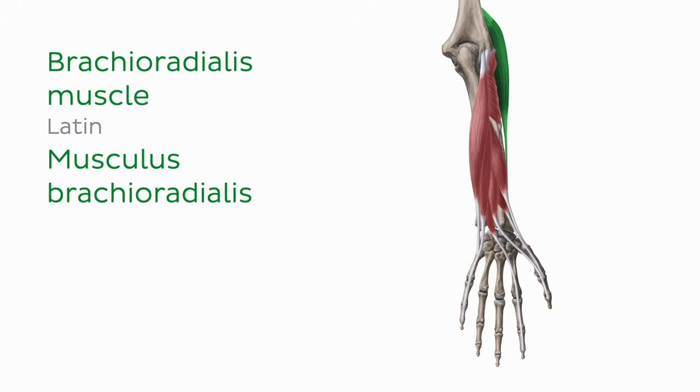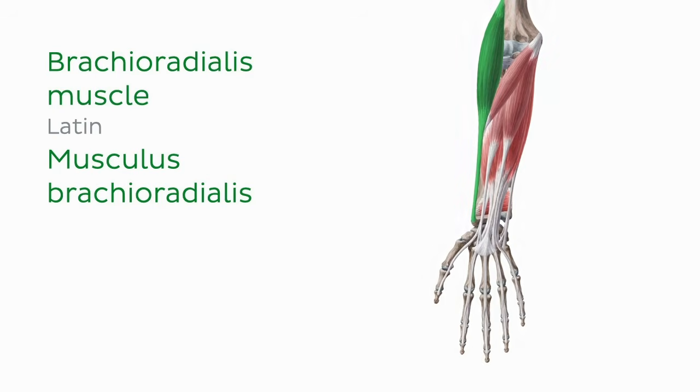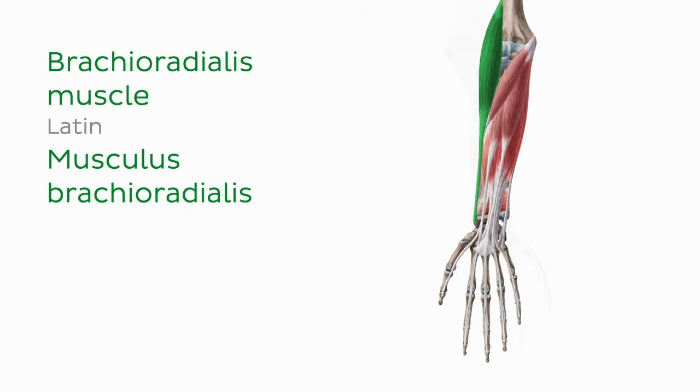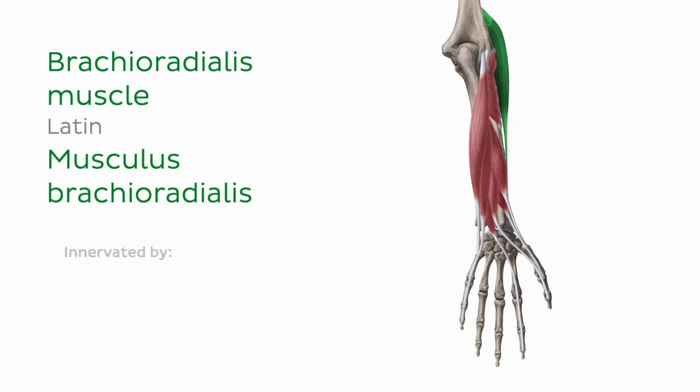This muscle can sometimes be confused for a muscle of the anterior compartment due to its positioning. It sits on the lateral aspect of the forearm and is best identified from the anterior view. It even behaves like a muscle of the anterior compartment as it flexes the forearm at the elbow. It is, however, considered to be a muscle of the posterior compartment as it is innervated by the radial nerve, just like its fellow posterior muscles.